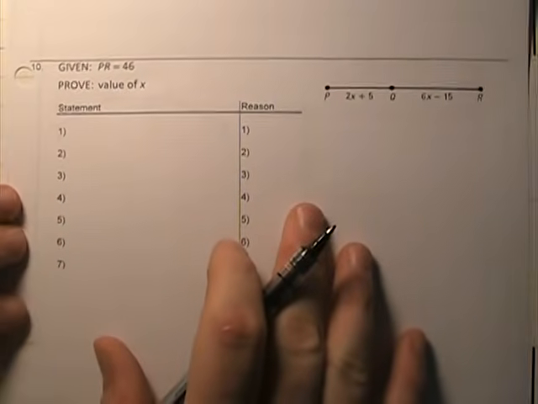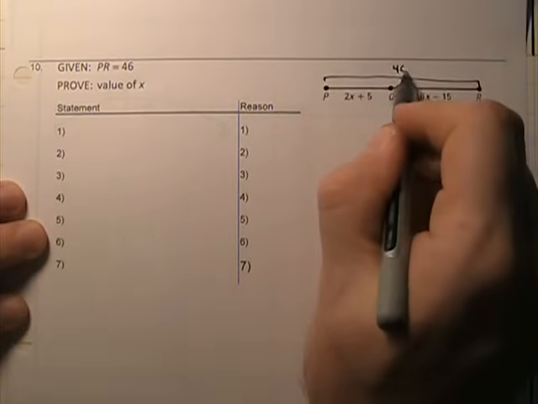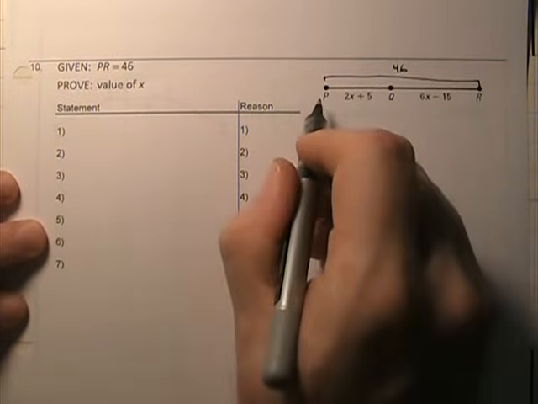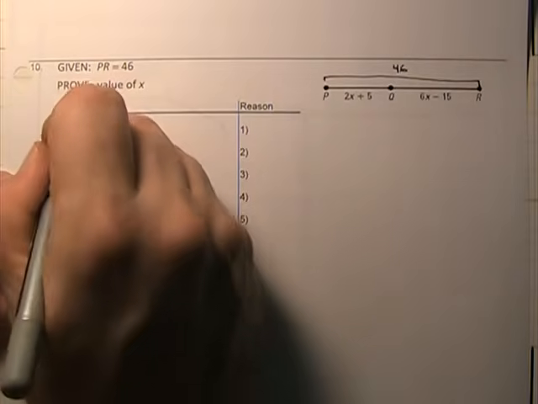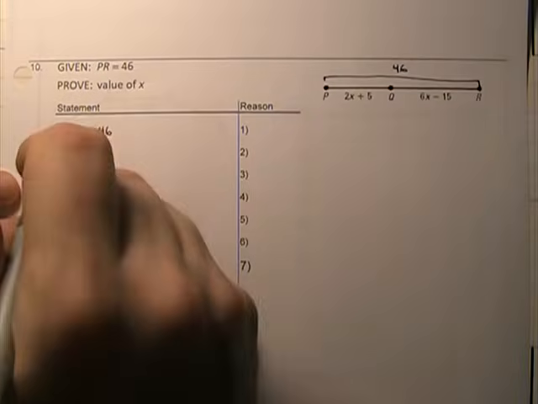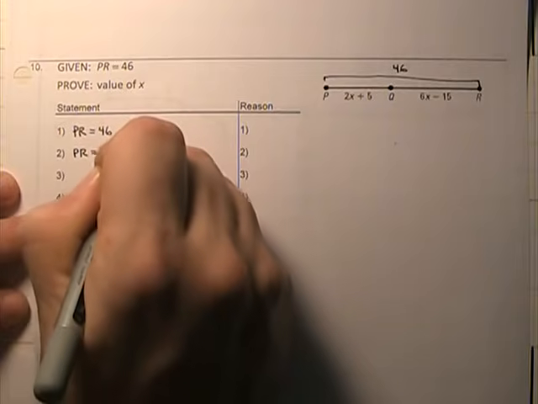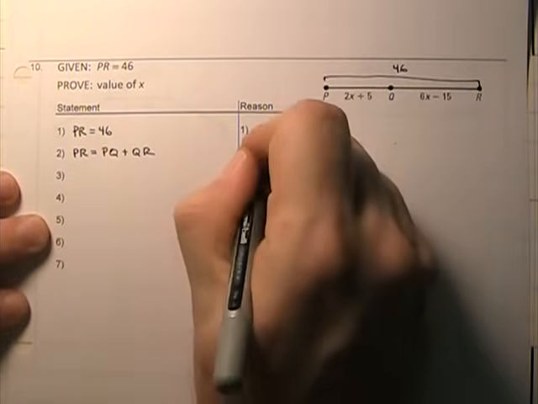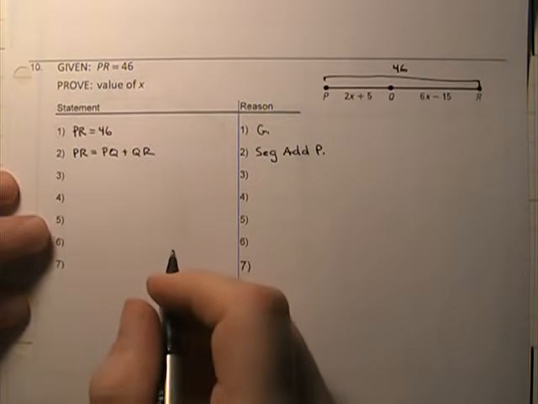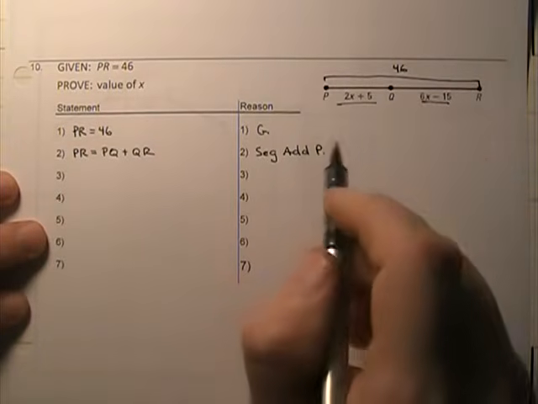Get up to number 10, looks like another segment problem, and they tell us that the entire length here is 46, and they tell us PQ is this and QR is that. So these must add together to give me 46. Let's start with my given. Length PR equals 46. Somehow I've got to get these added together. So we know that the length of PR equals the length of PQ plus the length of QR. If that's the given, then this is the segment addition postulate. Everything else is substitution. I can substitute in 46. I can substitute in these two algebraic values.